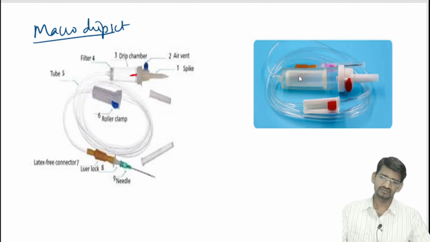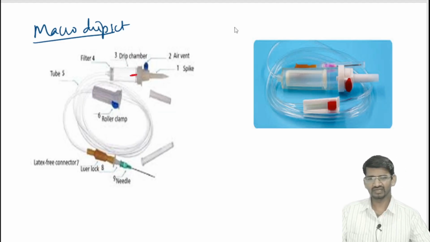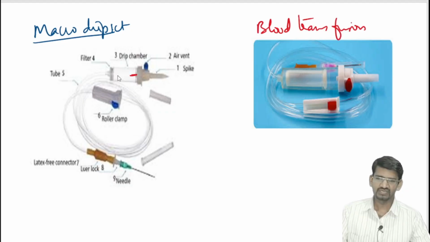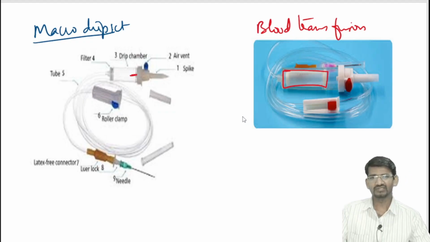And similarly, this is a BT set, the blood transfusion set. See the difference you can note here in the drip chamber: there is no filter, or rather a very small filter here, but in the blood transfusion set we can see the big filter in the chamber. This filters the clots and unwanted cells or debris in the blood, which will be removed through this filter. So this is a blood transfusion set.